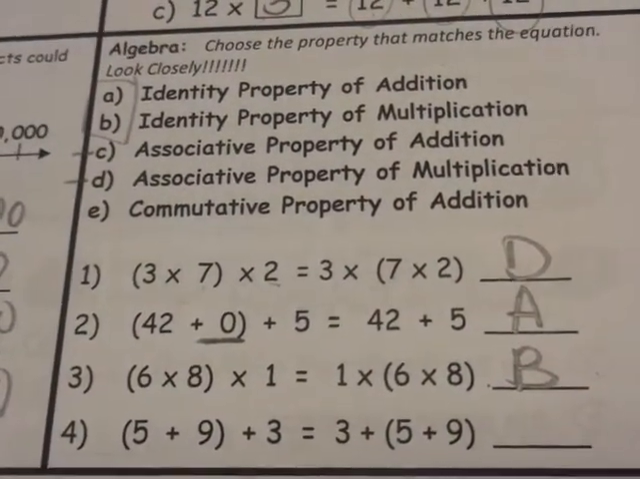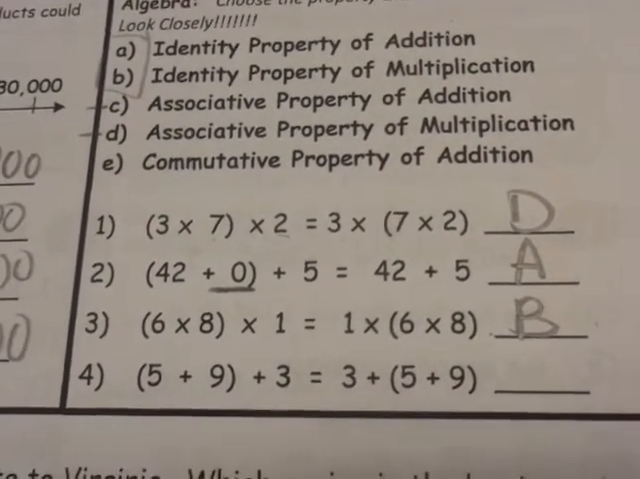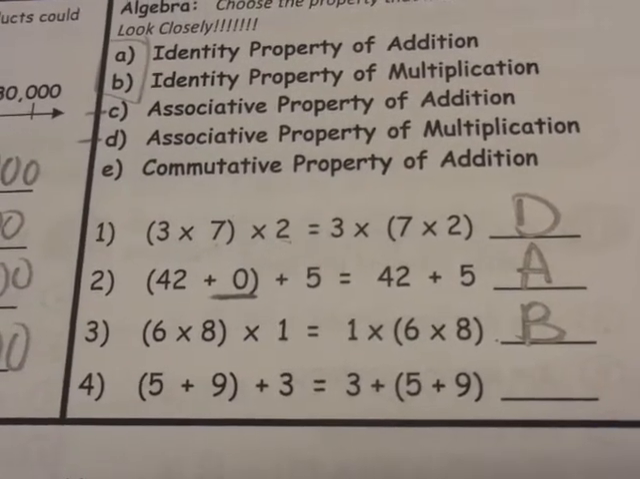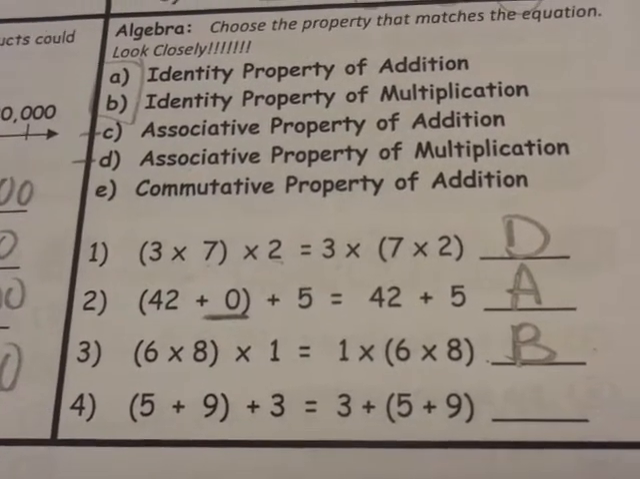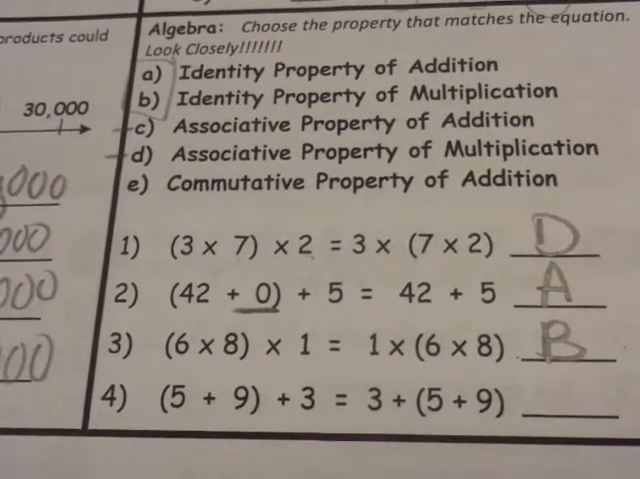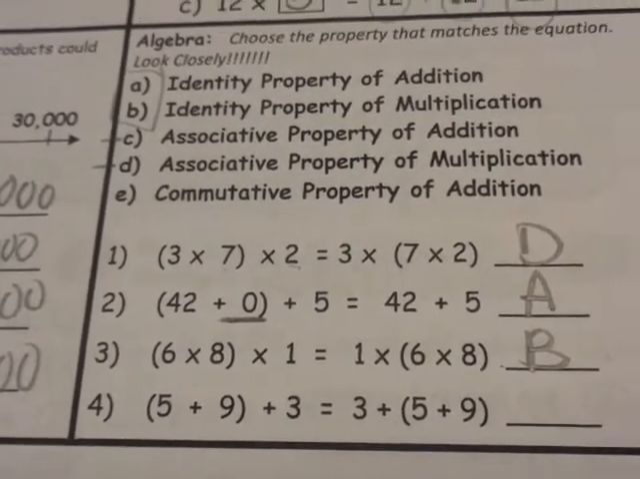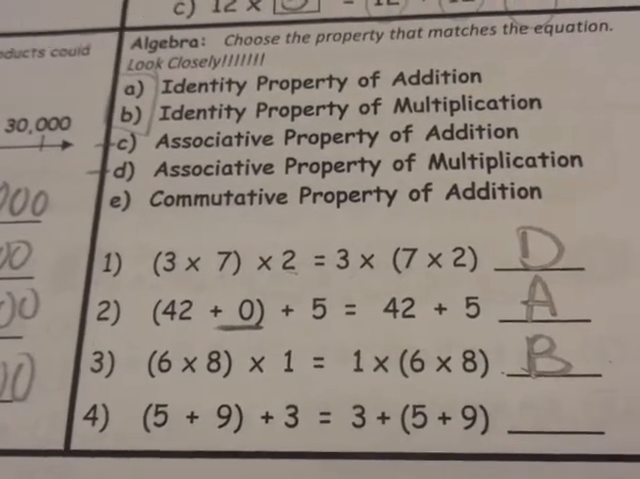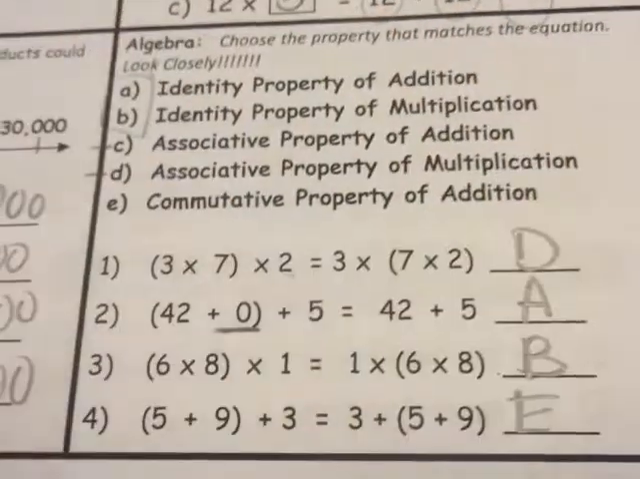multiplication. And number 4, 5 plus 9 plus 3 equals 3 plus 5 plus 9. Well, that one's showing me the same numbers, different order. The grouping is the same. So same numbers, different order is the commutative property, E.